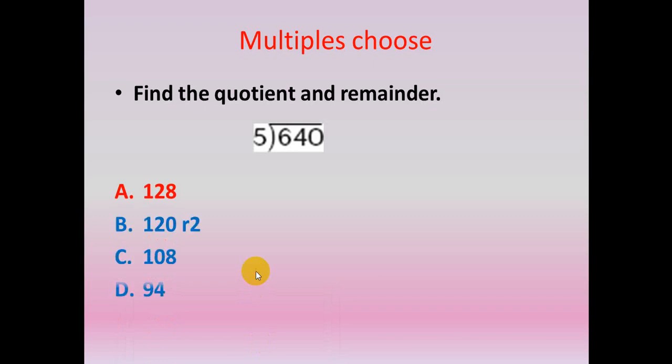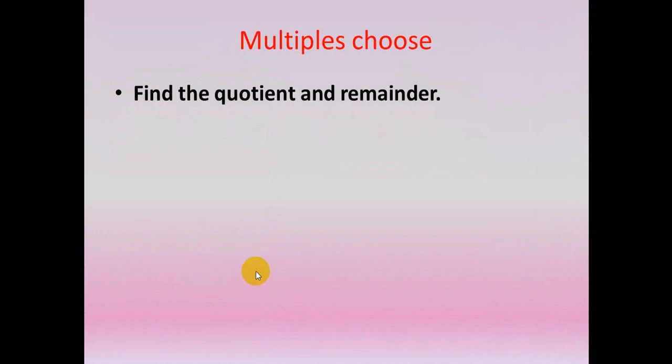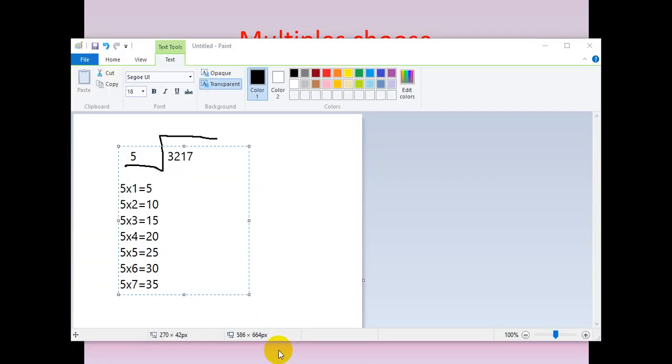Will be A. Find the quotient and remainder. 3217 divided by 5. We should do the draft. Now I do the draft. Here 3217 divided by 5.